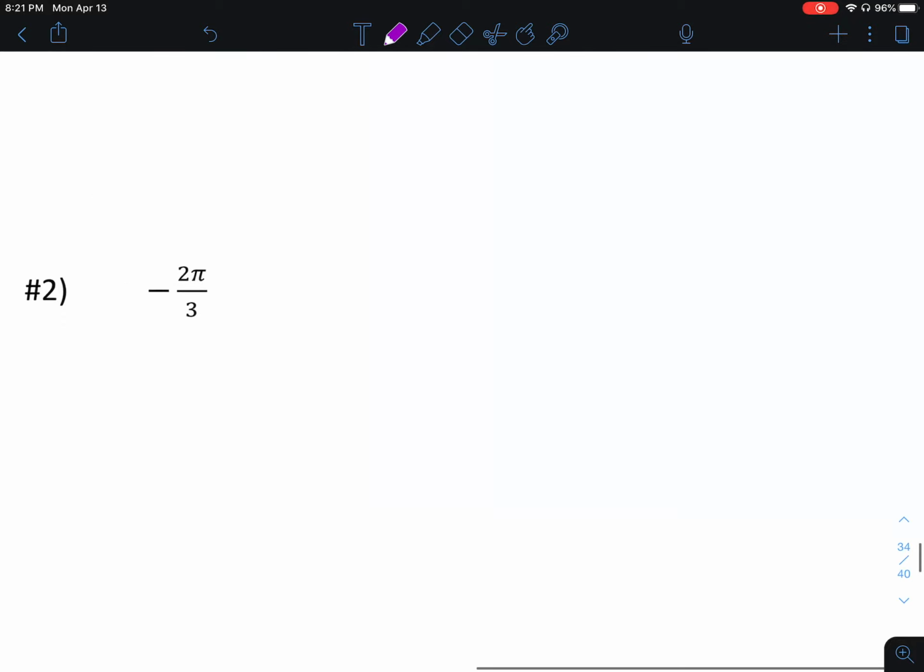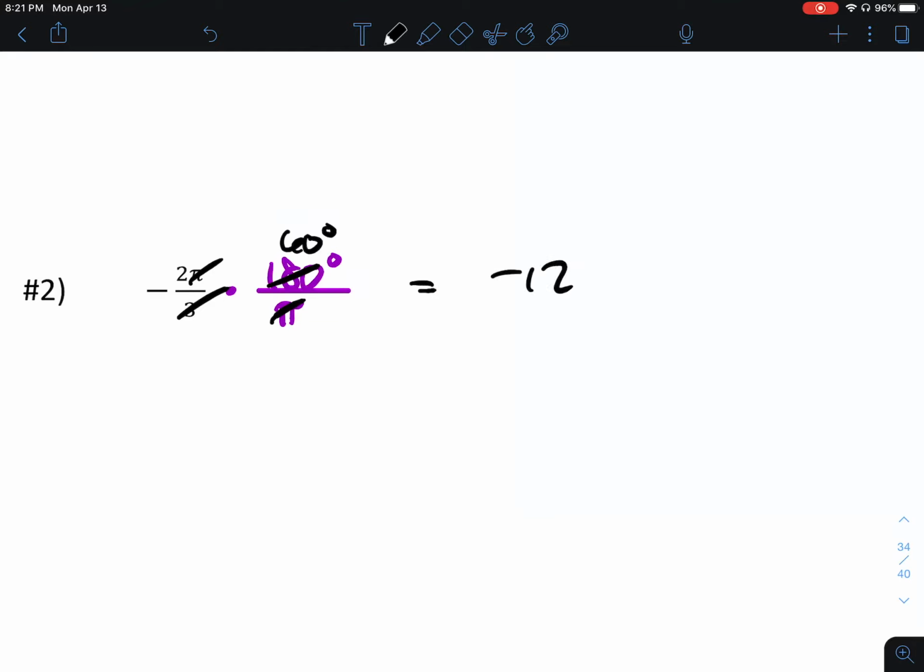Number 2, I got negative 2 pi over 3. That's in radians. I want to get rid of the radians. I'm going to put pi on the bottom, 180 degrees on the top. Pi's cancel. 3 goes into 180, 60 degrees times. So I'm left with negative 120 degrees.